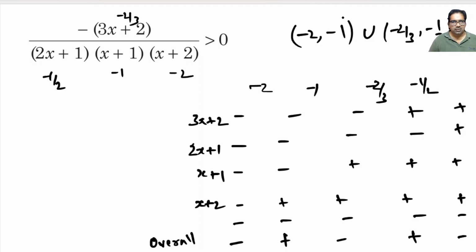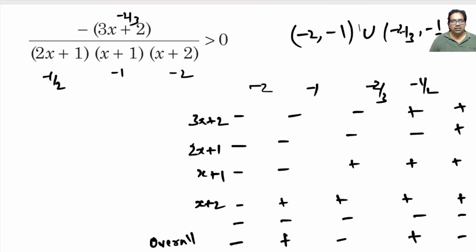So please note, these are open brackets. We are not putting close brackets. Why? Because when it is equal to minus 1, the denominator will become 0. So this is not even defined. Okay. When it is equal to minus 1, denominator becomes 0, undefined. So this expression becomes undefined. So we cannot put a close bracket here.